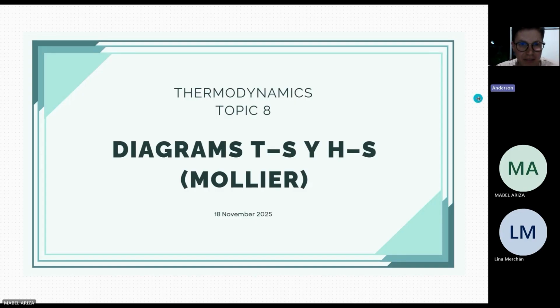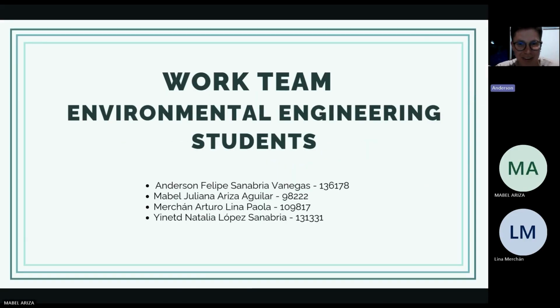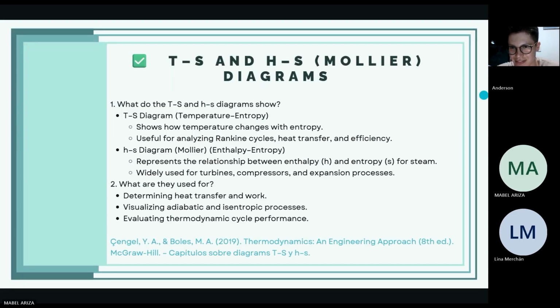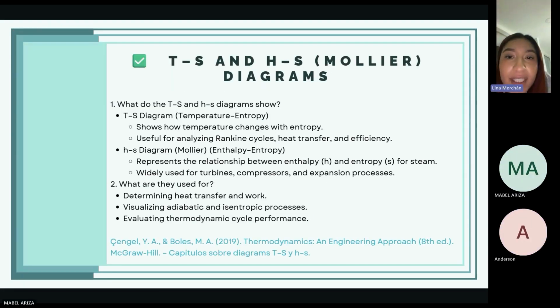This team is confirmation for Lina, for Anderson, for Mabel, Arisa, and Gina Natalia Lopez. Hello. Studied Mollier diagrams.